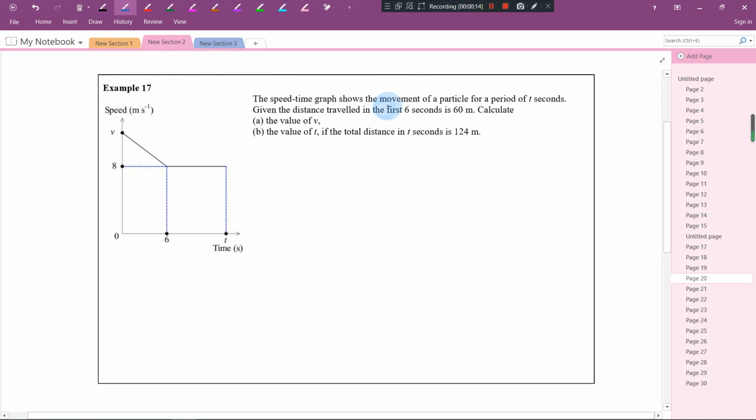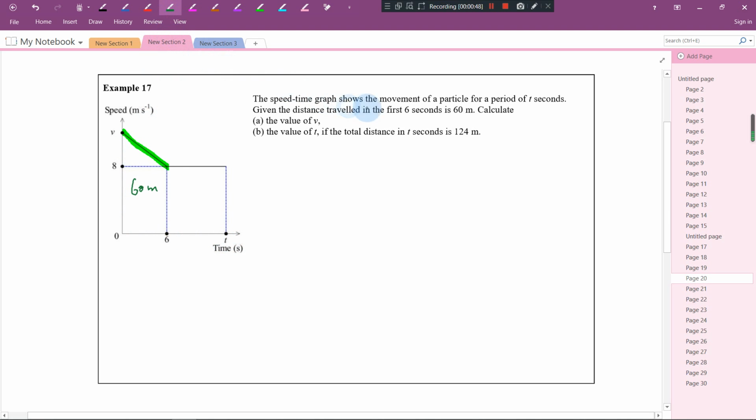The speed time graph shows the movement of particles for periods of t seconds. Given the distance traveled in the first 6 seconds, which is over here, is equal to 60 meters. Calculate the value of t. So first, look carefully. Are these 2 units the same? Second, there's no problem. We don't have to convert this number.